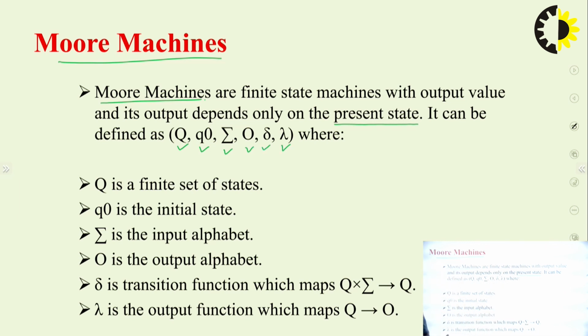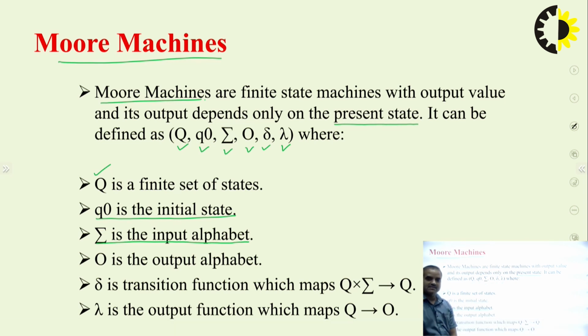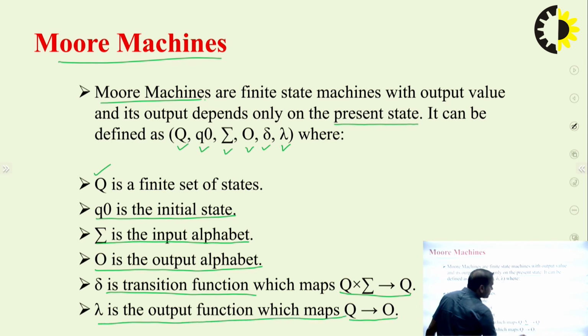lambda, where Q is a finite set of states, that is also called the set of internal states. Q naught is the initial state, and the initial state must be single. Sigma is the input alphabet, in which we discuss how many inputs are given. It is given in the form of alphabets or in the form of 0 and 1. Next one is O, the output alphabet, and delta is the transition function which maps like this: Q cross sigma implies Q. That means the left hand side of the transition function is state and input, and the right hand side is only the state. And the last one is lambda. Lambda is the output function which maps Q implies O.